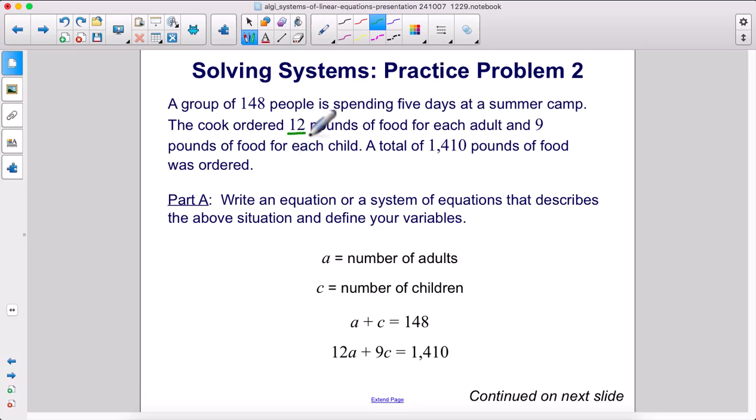We have 12 pounds of food for each adult, so we take 12 and multiply it by A, the number of adults. Then we add it to 9 times C because we have 9 pounds of food for every child. We add up those and we get 1,410 pounds of food. Now we have our two equations and we can solve the system.